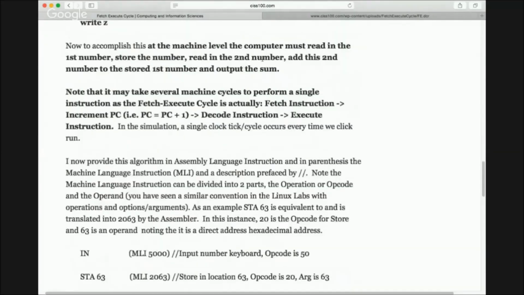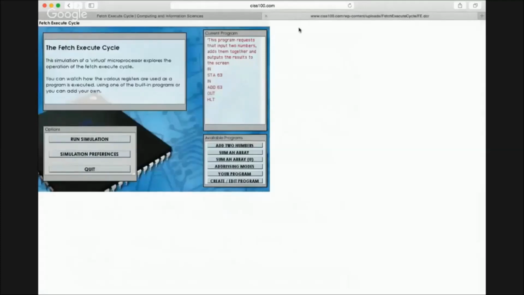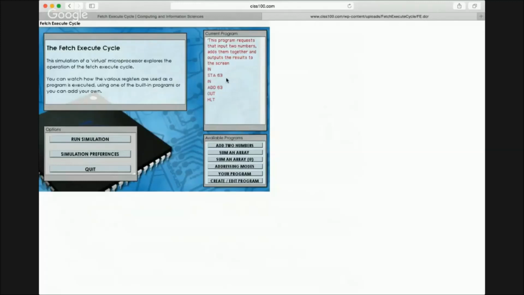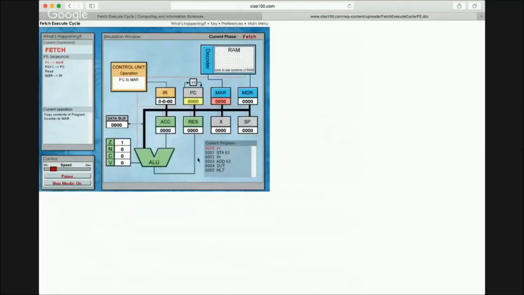Okay, so let's jump right into the simulation. There are several programs. You could write your own program and run it on this, but I'm going to do the add two numbers, which is displayed here. So I have in, STA 63, in, add 63, out, and halt. So this looks familiar to us. Let me click Run Simulation here, and let's look at this in detail now.